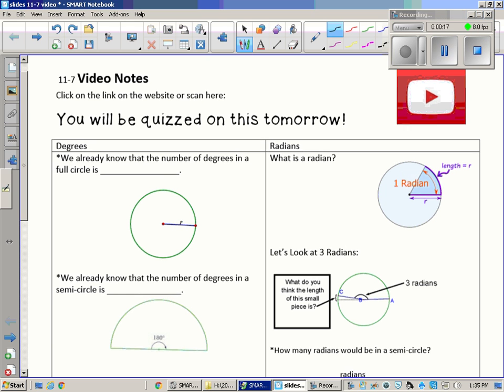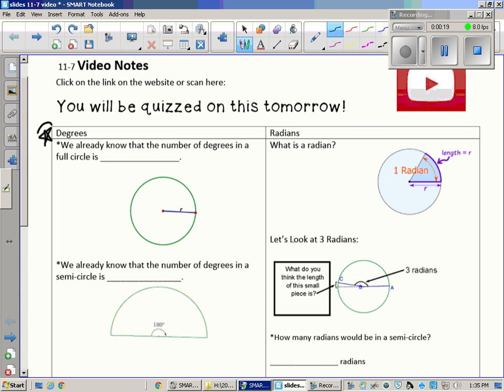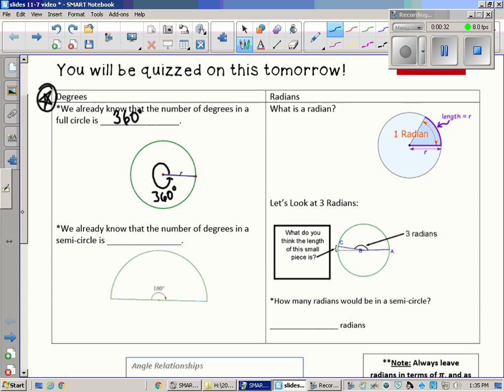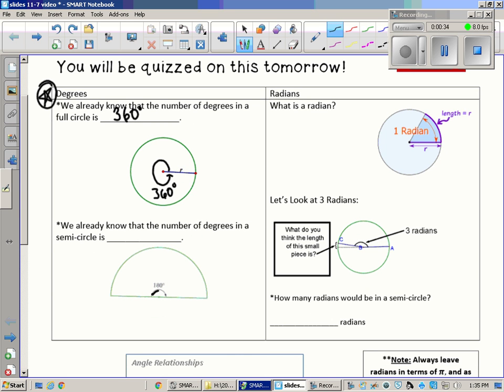So I want to start with degrees. We already know a lot about angles and degrees. Thinking about this unit, we know that a full circle all the way around is 360 degrees for one angle inside. We also talked the other day in class about how a semicircle measures 180 degrees inside of a circle. So now we have this new idea.